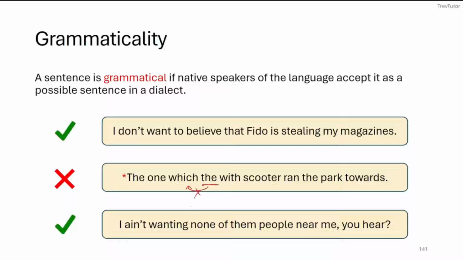We can't do that. With scooter, we're missing an article like a or the. Ran the park towards, really towards should be before the park in this case. So this just doesn't work for me. And in some dialects, the third sentence would be considered grammatical. So I ain't wanting none of them people near me, you hear? So some people do talk like this. So in a standard Canadian or American dialect, you might not expect it to be grammatical, but there are some speakers out there who talk like this, and we'd say it's grammatical for those speakers.